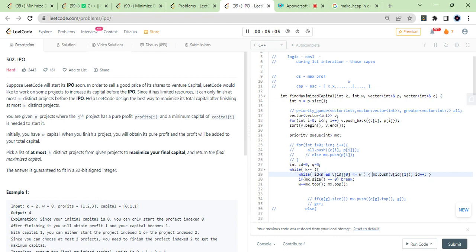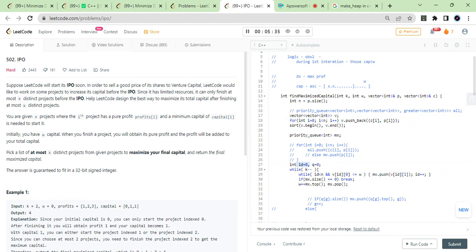So you are pushing all these elements because their capital is less than or equal to W present, and ID is less than N. Only that you can do. You cannot go beyond the limit of the array, and that's about it. And then you see how many elements I have from which we can choose. So that should be greater than zero. If it is zero, you'll break out, or you'll choose the maximum option which is present on the top. You'll pop it from the list, and then you'll go on further on this capital, like this, all elements.